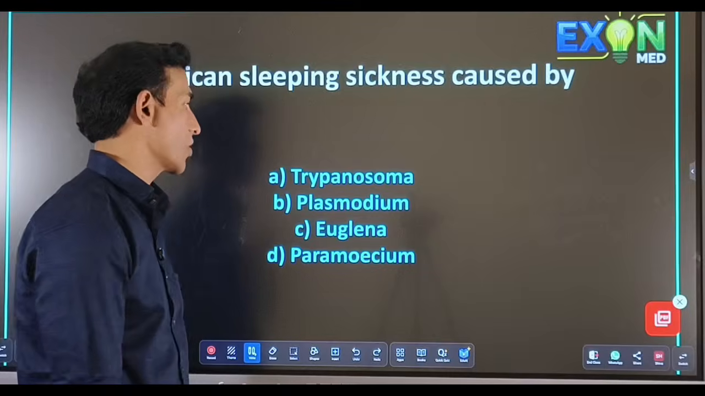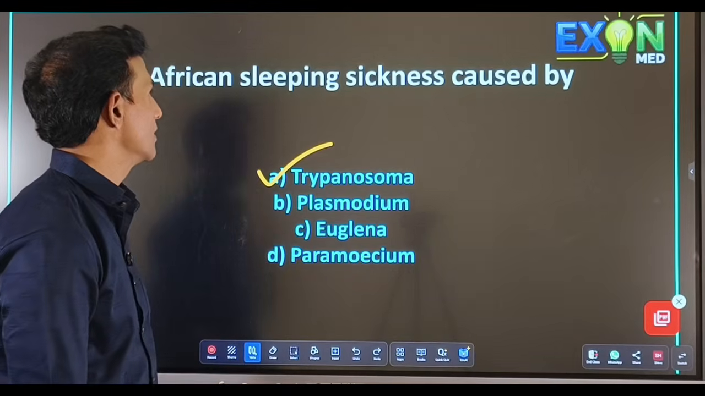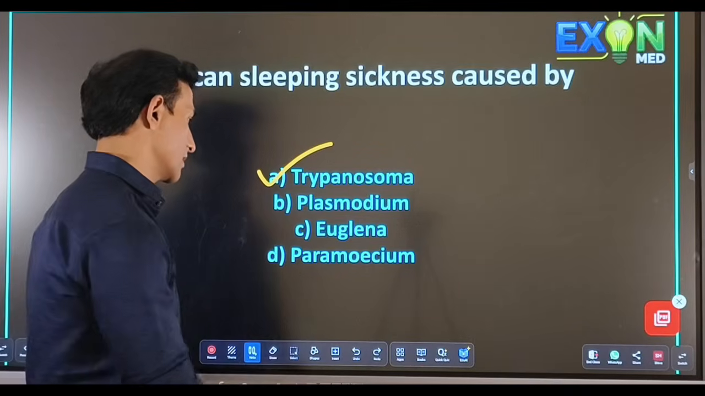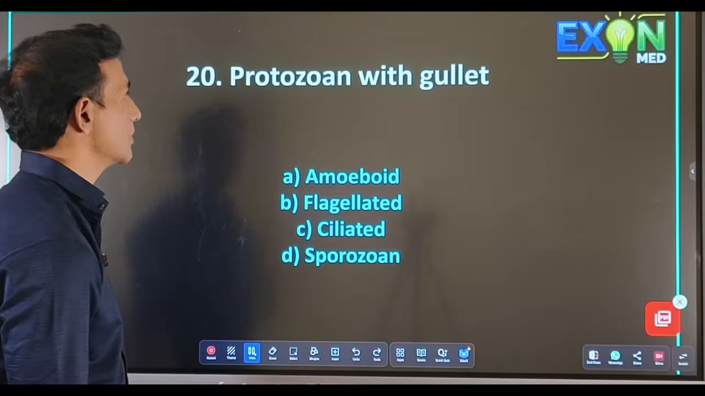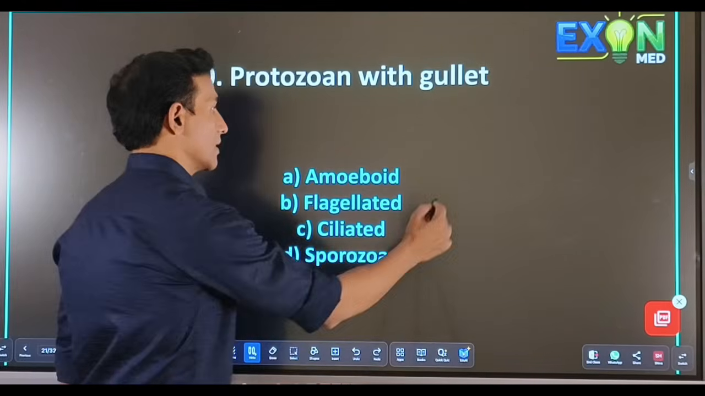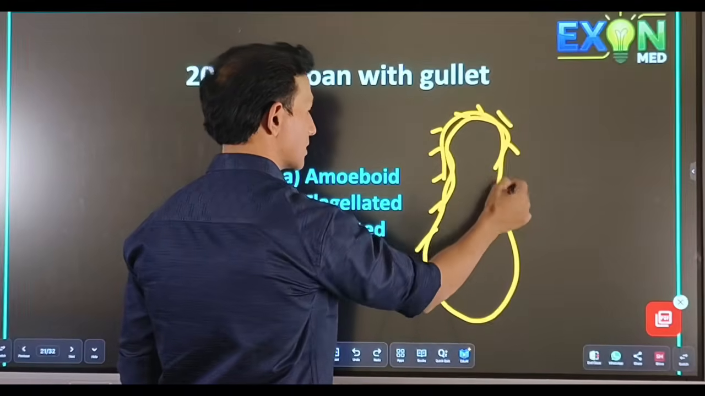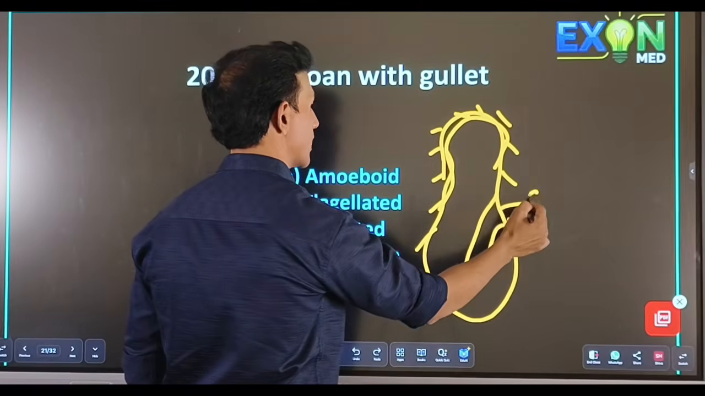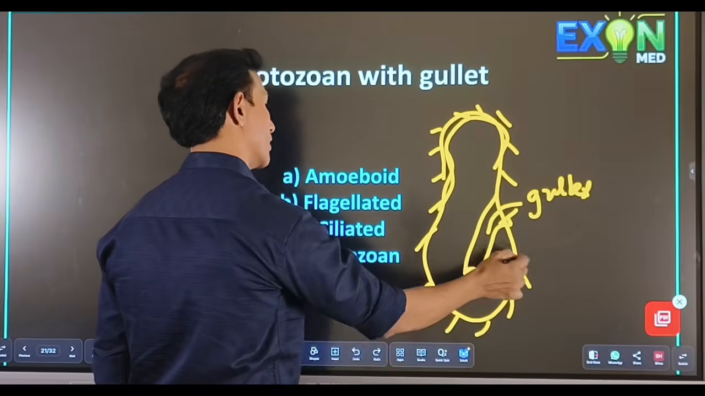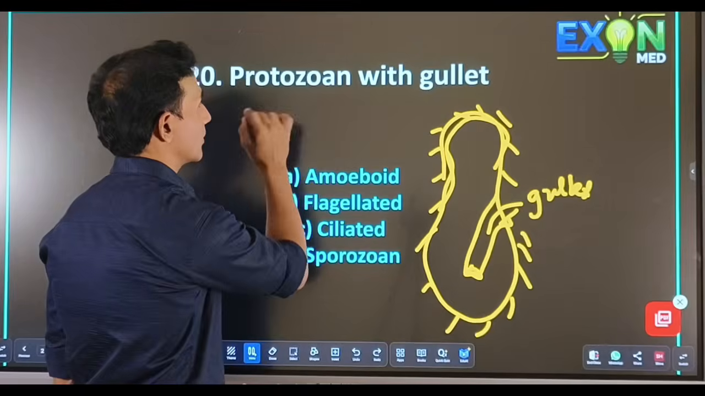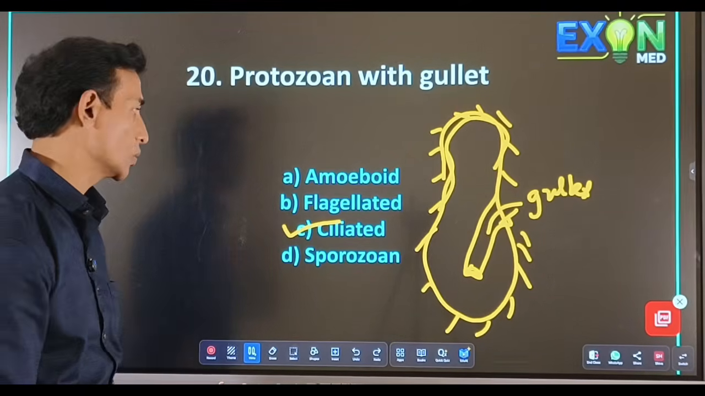African sleeping sickness is caused by Trypanosoma gambiense. We already know Plasmodium causes malaria. Protozoan with gullet. We know this protozoan, Paramecium, having numerous cilia with a mouth. This is called the gullet, where the food is taken inside. So the protozoan with gullet is the one which contains cilia, the ciliated protozoans.